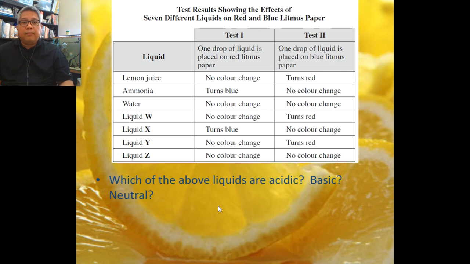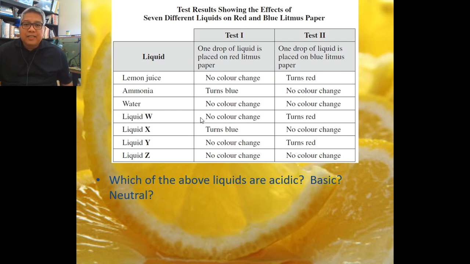Okay, which of the above liquids are acidic, basic, or neutral? You have here test results showing the effects of 7 different liquids on red and blue litmus paper. You have red here, you have blue here. Which of the above liquids are acidic?